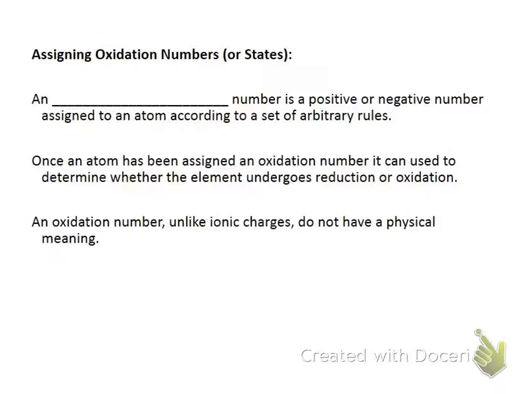Oxidation numbers or states are something that we are going to have to assign. They're kind of like charges, but not. An oxidation number, sometimes called oxidation state, is a positive or negative number assigned to the atom according to a set of arbitrary rules. Once the oxidation number has been assigned, you're going to use that to determine whether that element underwent oxidation or reduction. They always go hand in hand. And unlike charges, oxidation numbers don't really have a physical meaning. It's just a way for us to understand what's going on in terms of the electrons.